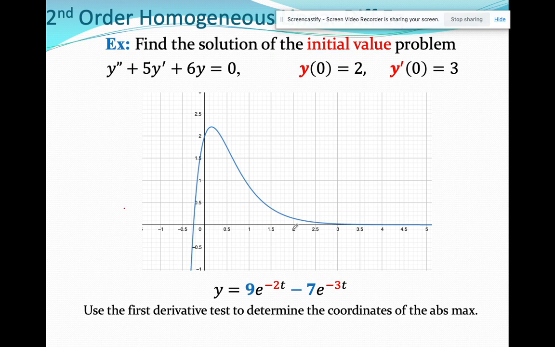So here is the solution. Here's the graph of the solution. That's what y equals 9 e thing minus 7 e thing. That's what that looks like. Do you see the initial condition 0, 2? I do. Do you see that the slope is positive there? And could you buy that that slope is 3?